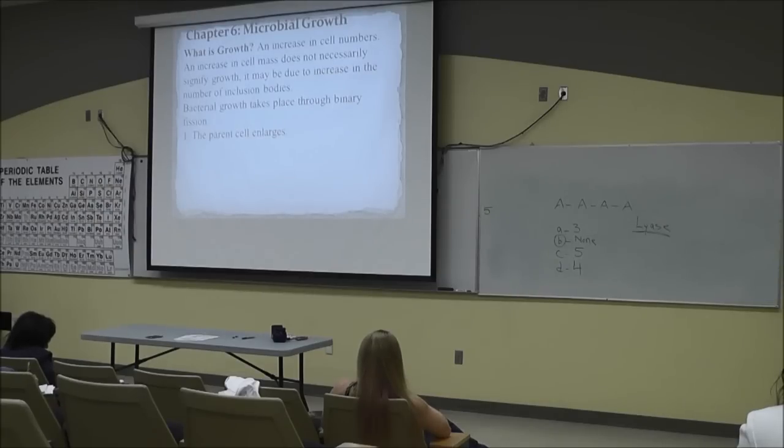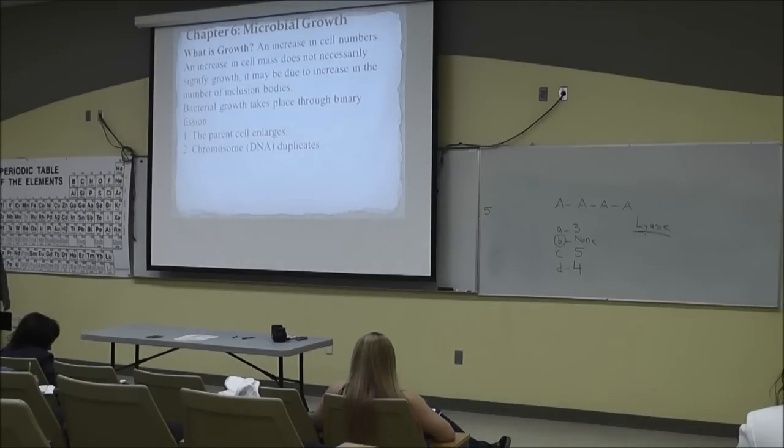The parent cell enlarges. Why does the mother get bigger? Everything. Mom is duplicating everything that she needs to give to the baby. Cell components, ribosomes, DNA, cytoplasm, everything is duplicating. That's why the mom is getting bigger.